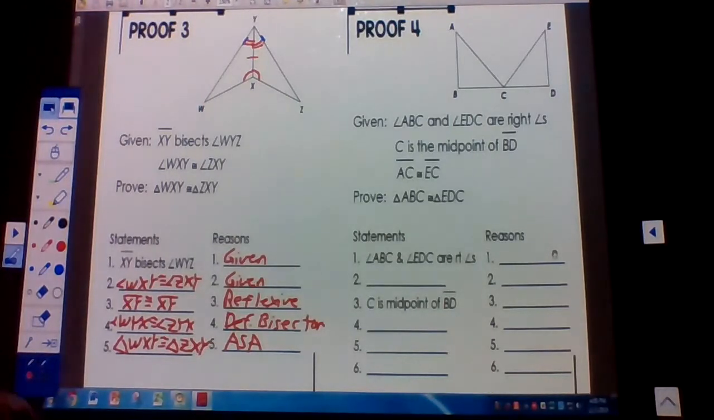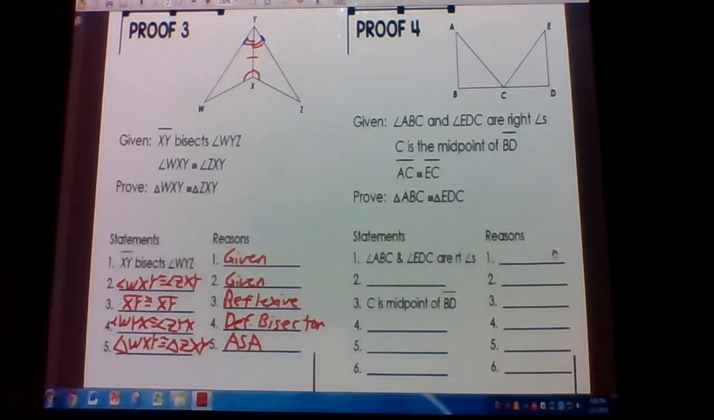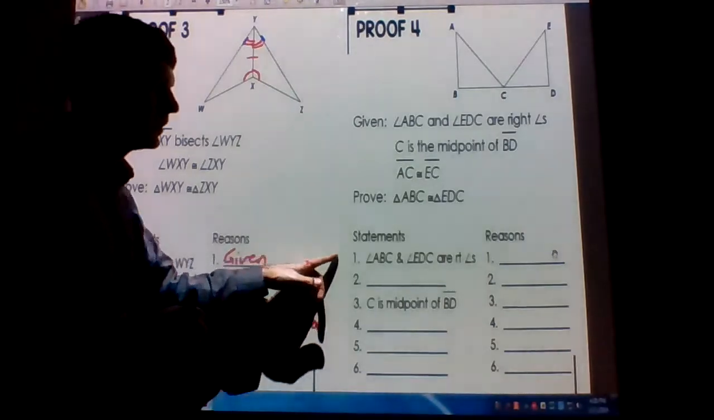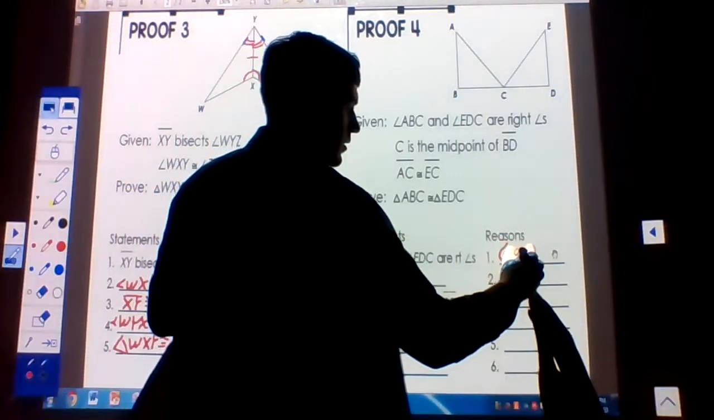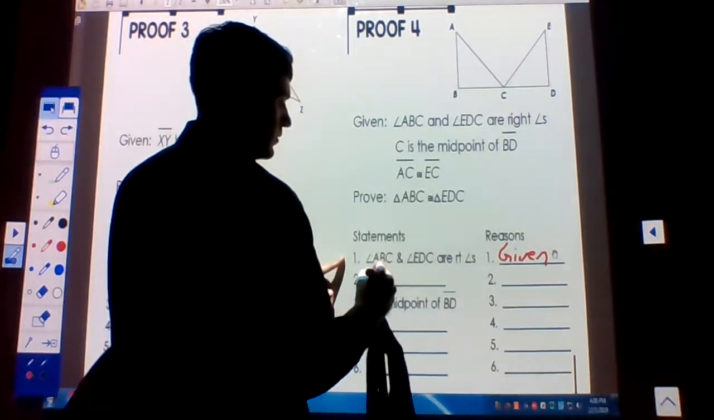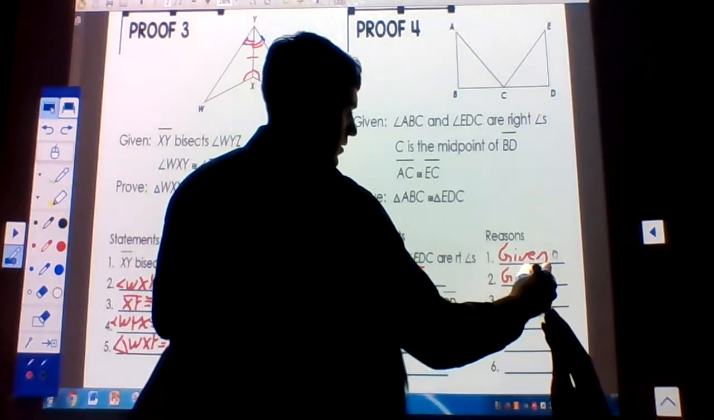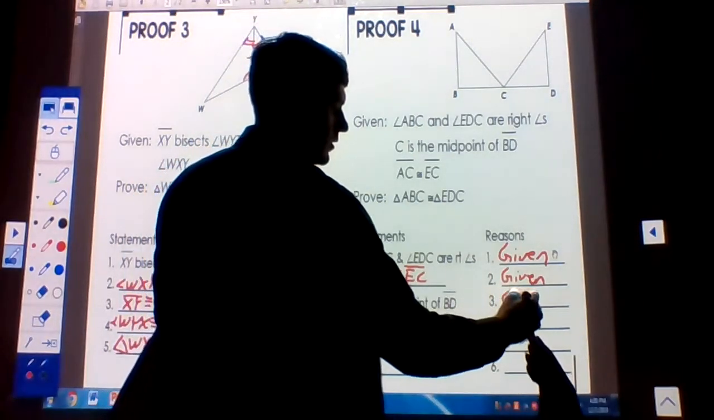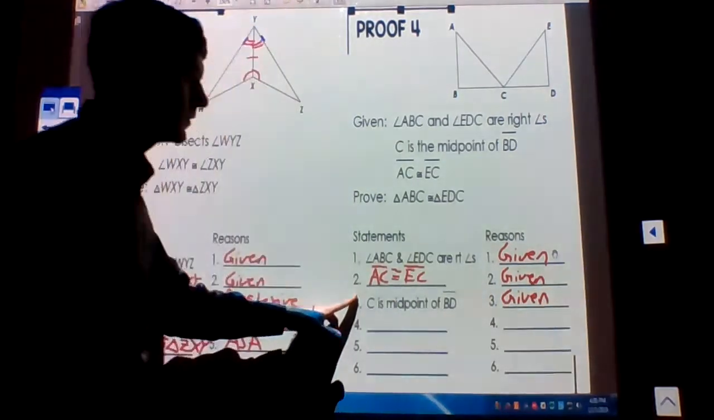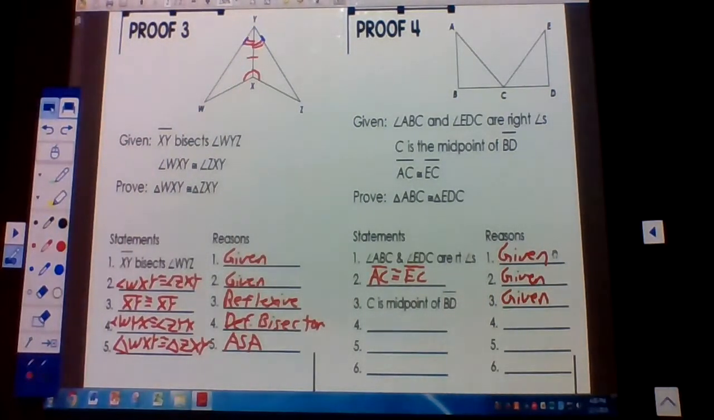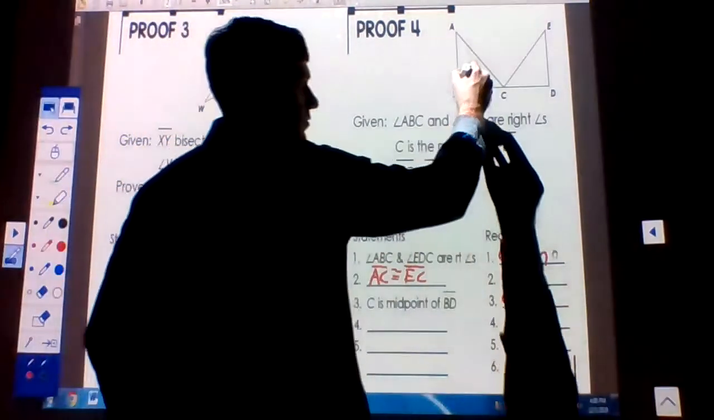Okay. The last one here. So we have three givens. Okay. So we have angle ABC and angle EDC are right angles. We have AC is congruent to EC. And we have C as the midpoint of BD. Vertical angles, no. Shared sides, no. Midpoint, yes. So C is the midpoint of BD.